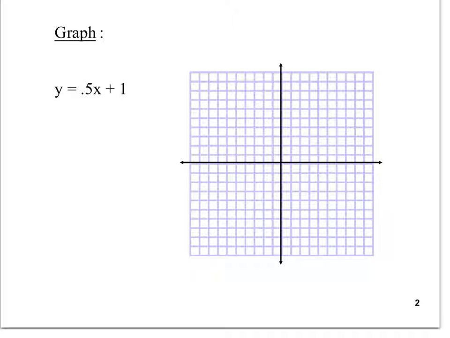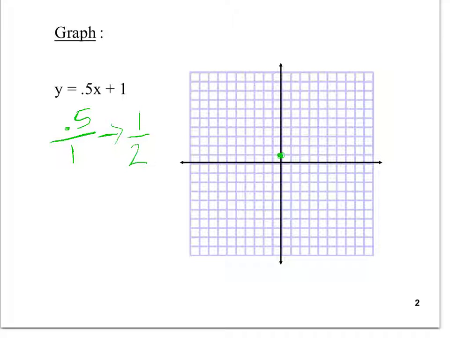Our next problem. Let's change color here. We'll go with some green here. My y-intercept is 1. Now my slope says 0.5. Now normally I would say put that over 1, but you can't have a decimal within a fraction. So instead what we do is we say what is 0.5 as a fraction, and that is 1/2.